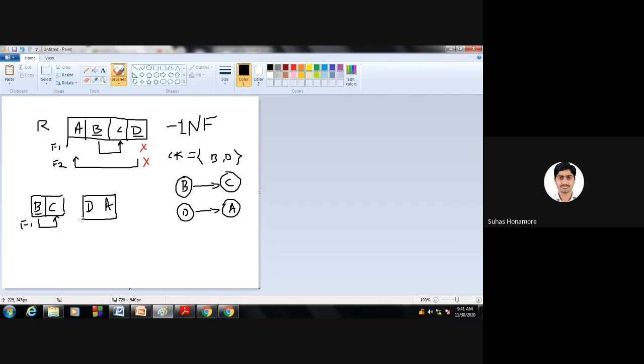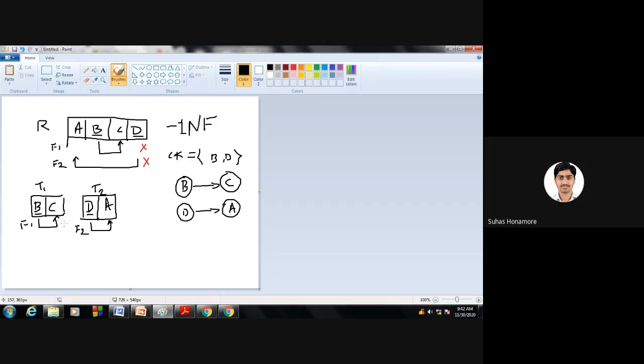Okay, so I will give this one the name T1. This second table is T2. Here D to A is there, so D I will form as a primary key, which is deriving A. This is my F2. And the other two FDs.